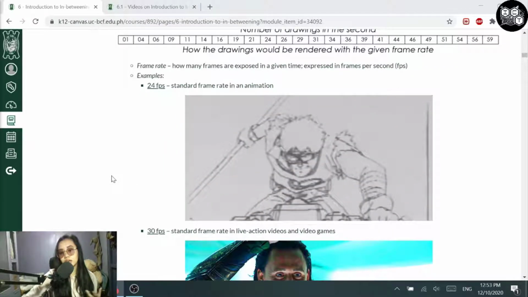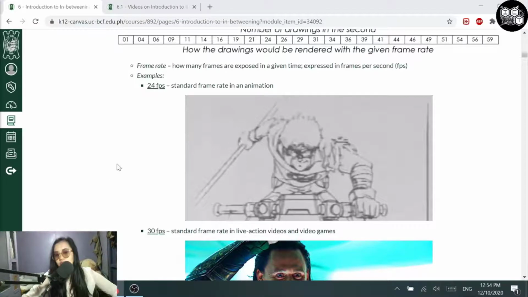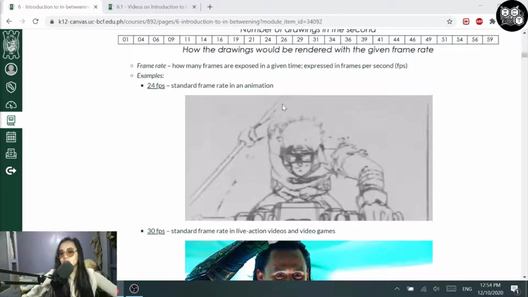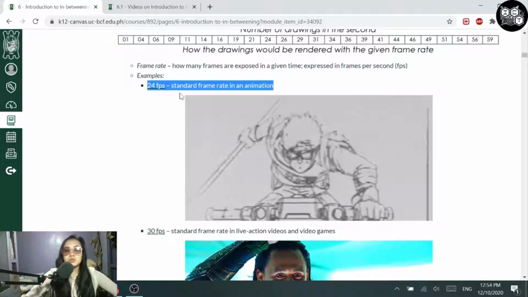So it's possible for you to have, let's say, 12 drawings and then render it to 24 frames per second. It's another story if, let's say, you have 60 drawings and then you turn it to 24 frames per second, or even let's say you have 24 drawings which will be turned to 30 frames per second, which is the standard frame rate for live action videos. With that one, it would be something more for the renderer to think about. However, as an animator, the only thing that you need to know is that 24 frames per second is the standard frame rate in animation.